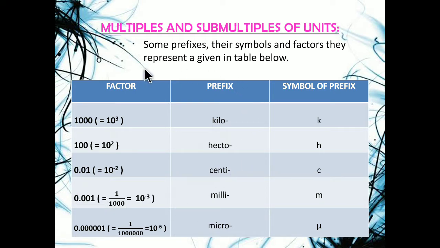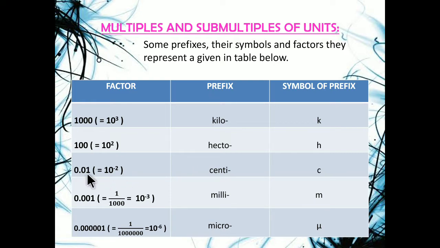So let's see factors and prefixes in this table. 1000. 1000 means I have used 10 3 times, and that's why it can be written as 10 raised to 3. And the prefix for this factor is kilo. 100. In 100 we use 10 2 times, and that's why 100 can also be written as 10 raised to 2. And the prefix for this factor is hecto.